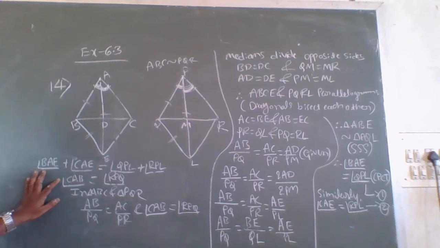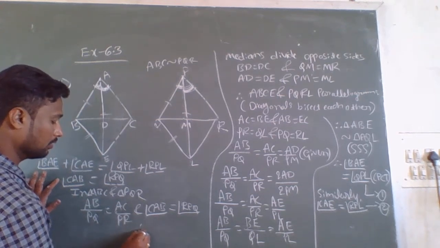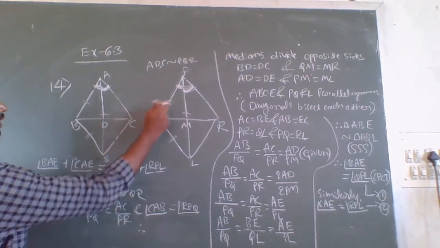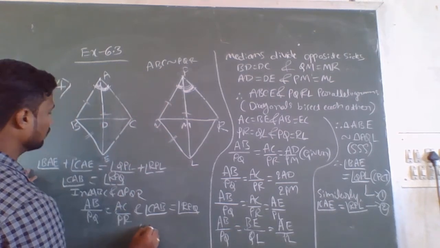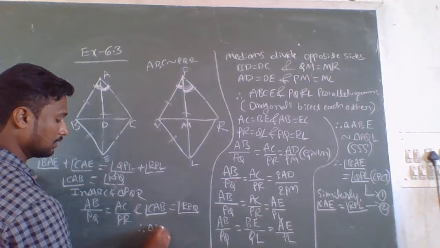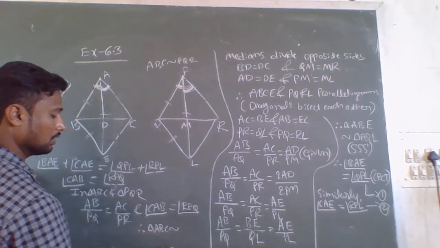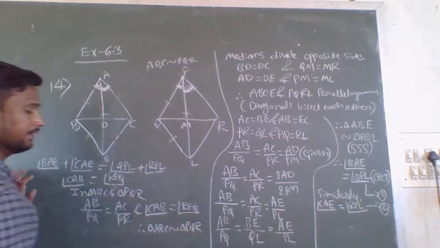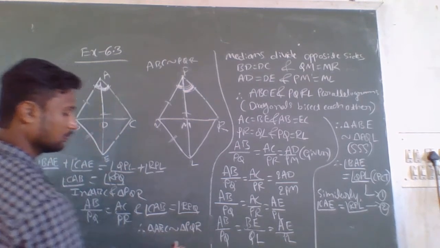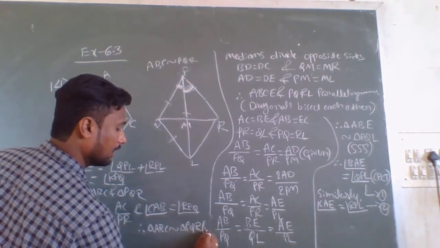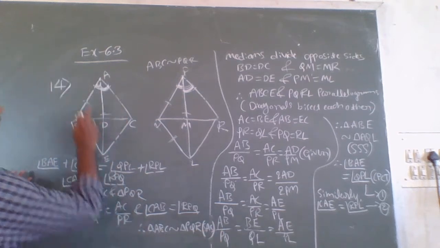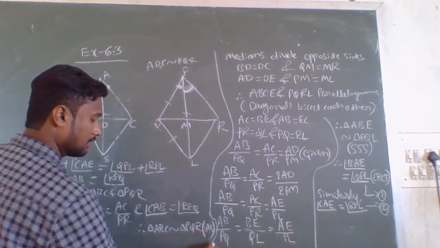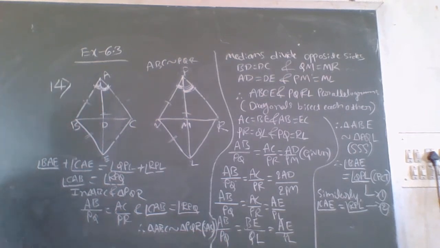So now what can you write here? Therefore, these two triangles are similar. Therefore, triangle ABC is similar to triangle PQR by SAS, which means two sides and one angle are equal. Therefore, by side these two triangles are similar.